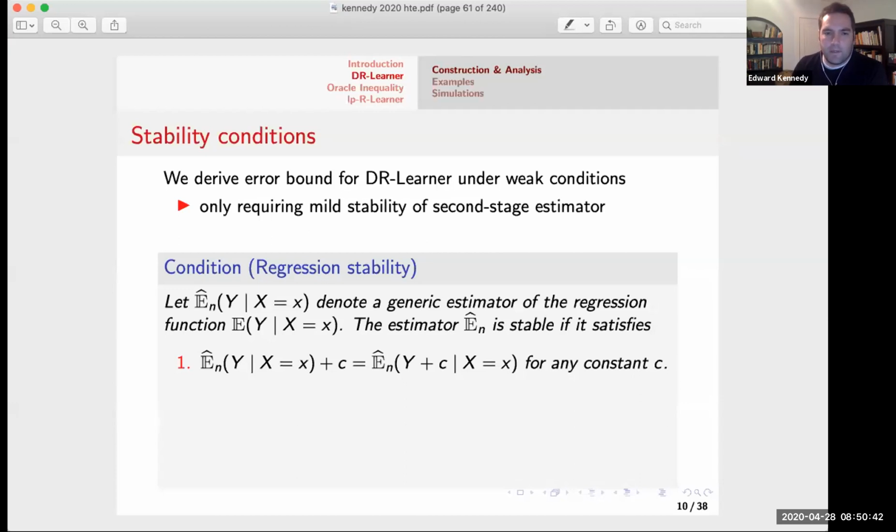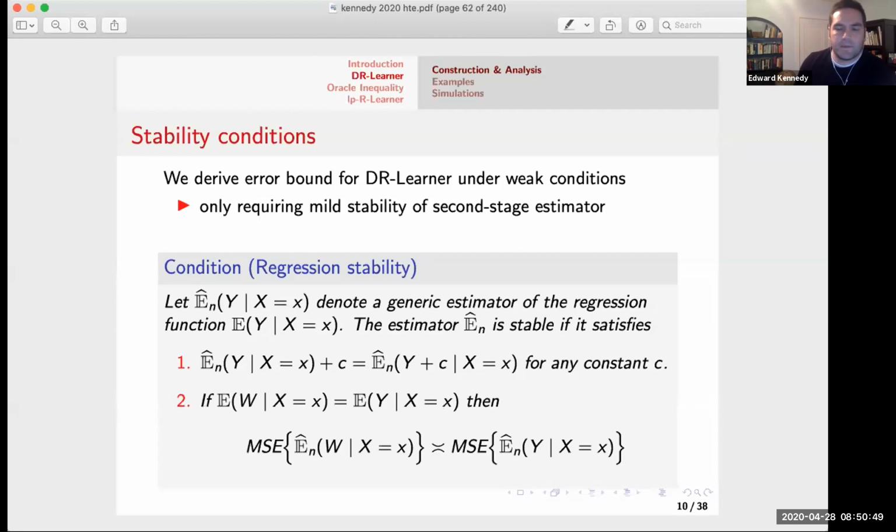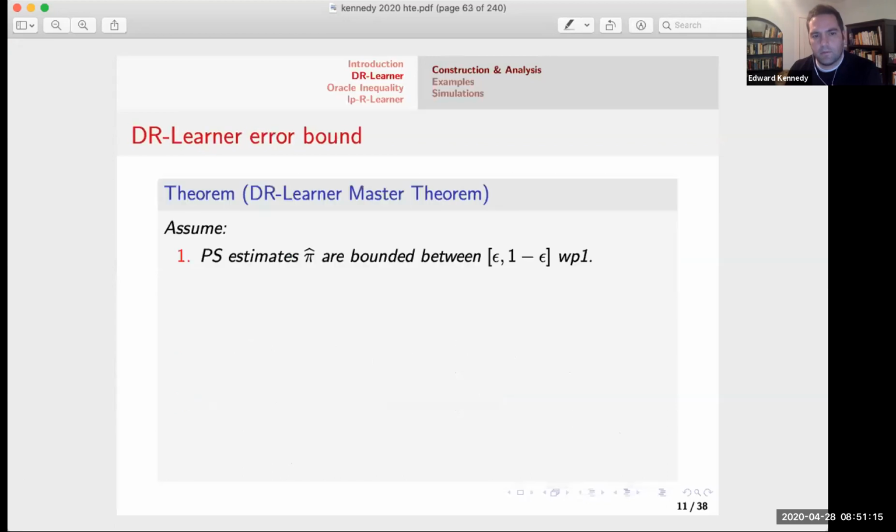It doesn't actually have to be exactly the same for the bound that I'm going to show to hold. It just has to be approximately equal. This is a very mild condition that you can show holds for lots of estimators. And then the second condition is that if I give you 2 random variables that have the same conditional expectation, then the mean squared error of this regression using either of these random variables has to be the same up to constants. So it has to scale the same. This again should hold for any reasonable estimator.